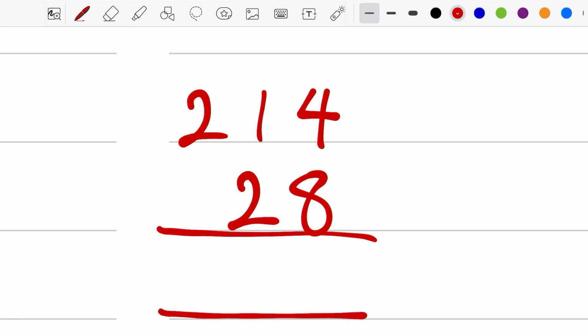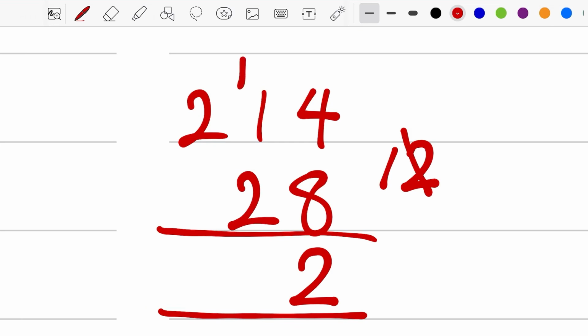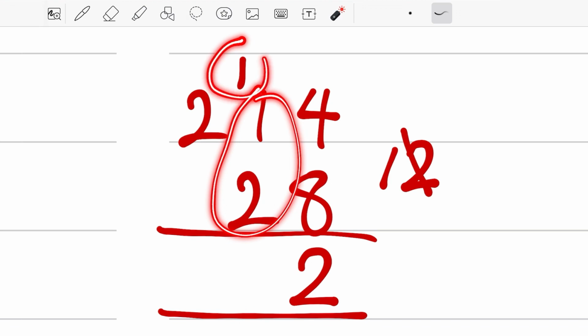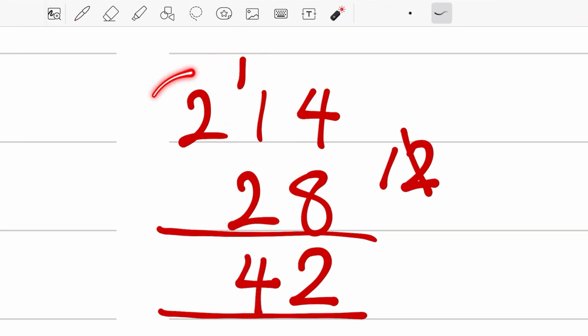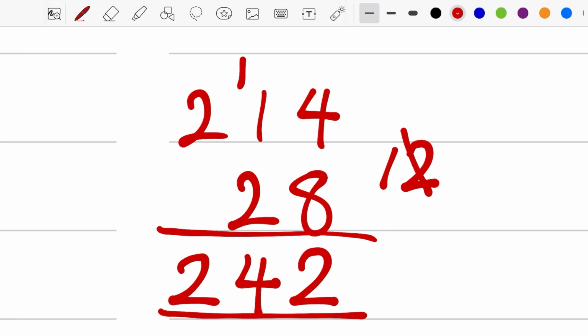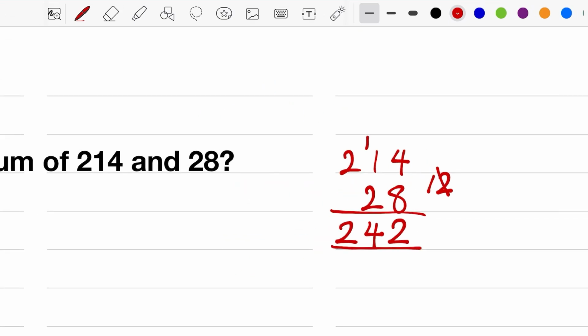So starting from the right, 4 plus 8 is 12. So we cancel the ones number and we put it below it. We carry over the tens number. So 1 plus 2 is 3, plus this one here is 4. And then we have 2 plus nothing, or plus 0, will give us 2. So the answer is 242.